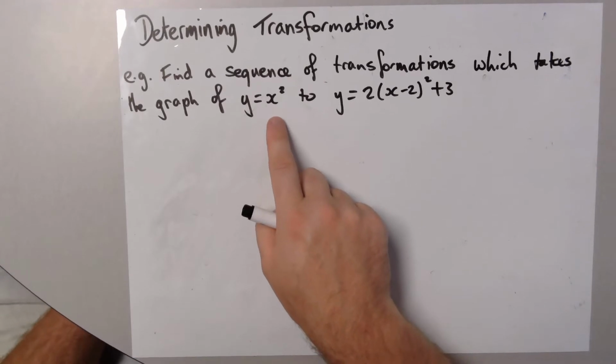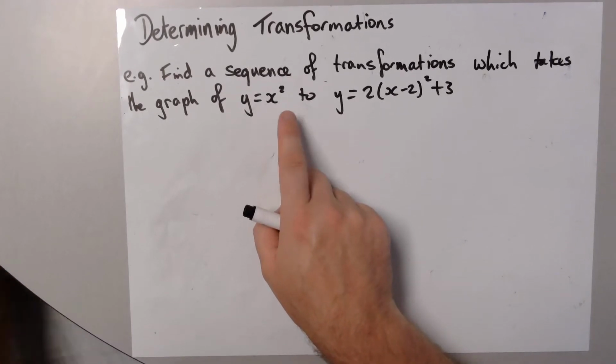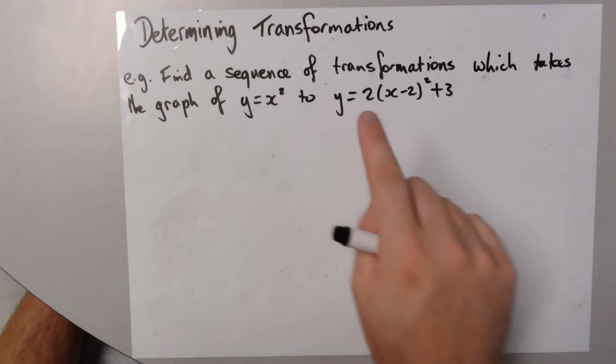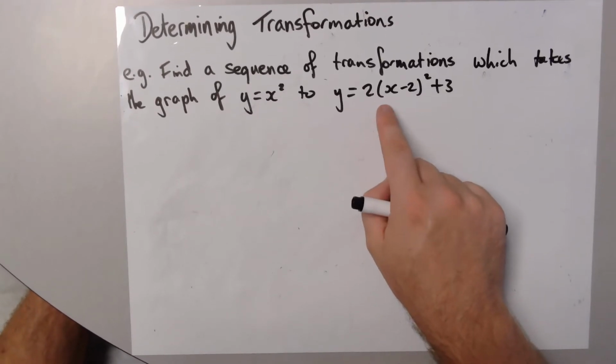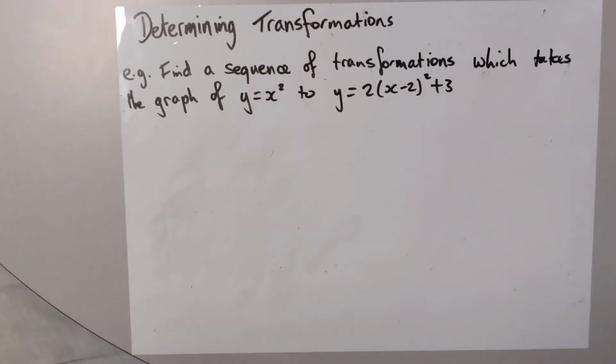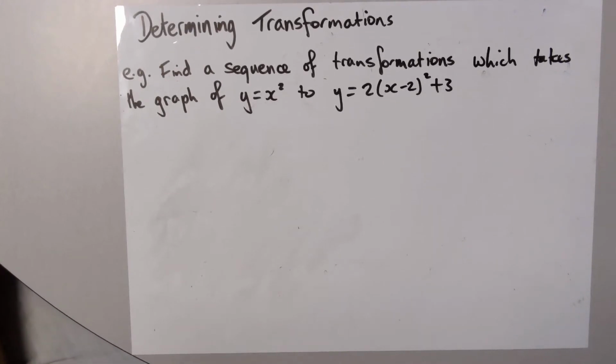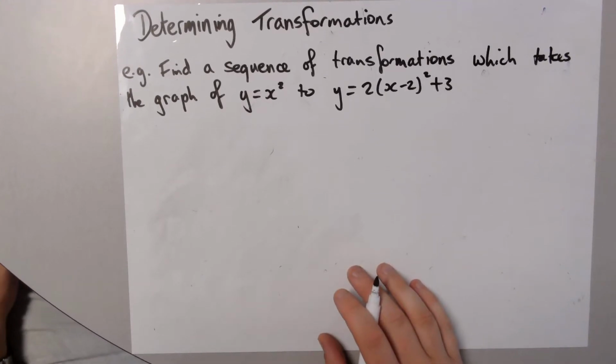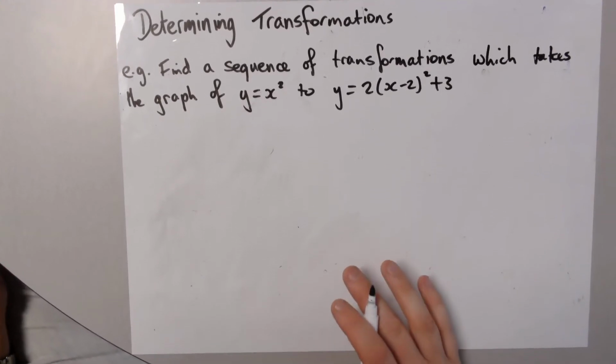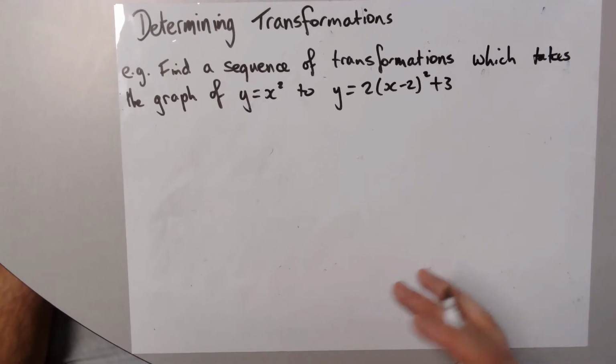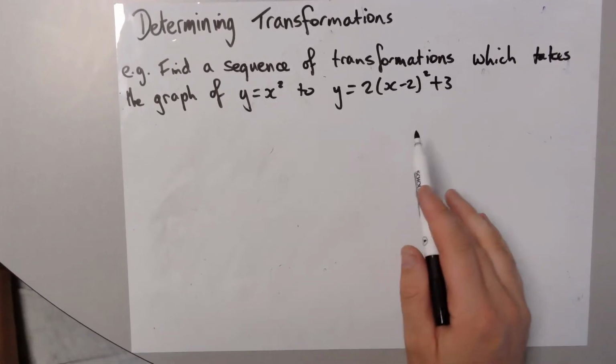So we're looking at finding a sequence of transformations which takes the graph of y equals x squared to y equals 2(x - 2) squared + 3. The Cambridge book takes a pretty hardcore approach to this, but they do mention that it can be pretty easy through inspection. I think that's the easier way to go. When we look at this, what's actually happened to it?